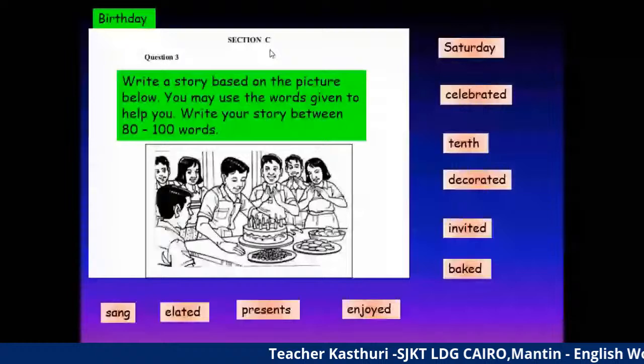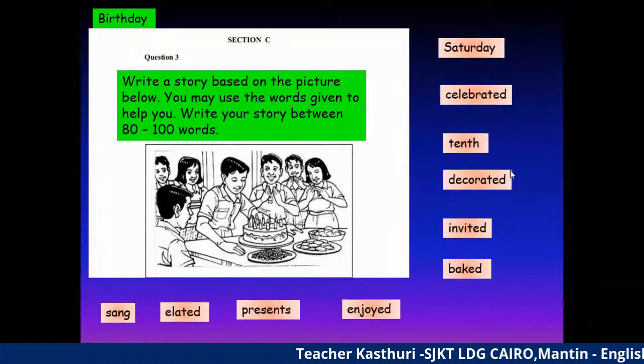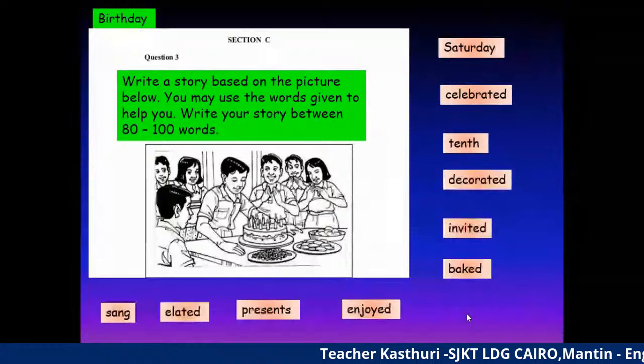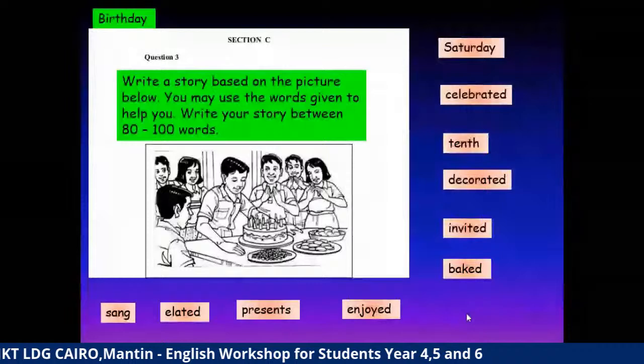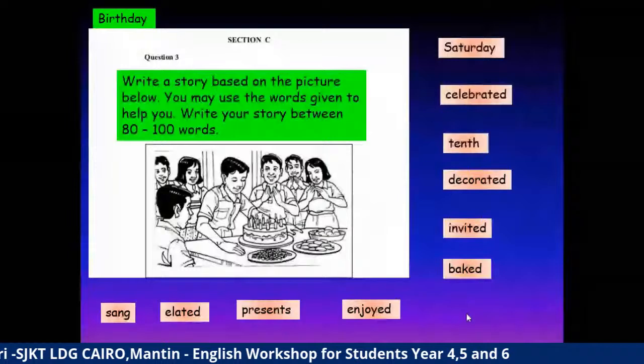If you see here, the notes given are Saturday, celebrated, thanked, decorated, invited, baked, enjoyed, presents, later, then, and so on. You have to follow this flow: Saturday, celebrated, thanked, decorated, invited, baked, sang, elated, present, enjoyed. So these are the words given to you to come up with a birthday celebration story.